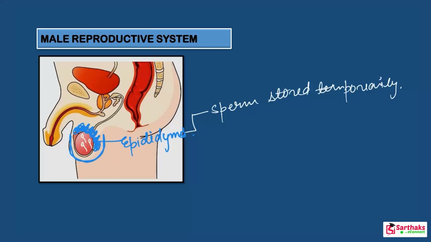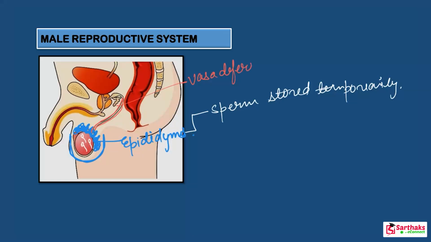Now from the epididymis the sperms are carried by a long tube. Let me show you where this long tube is present. Look at the diagram. This is a long tube. This is the next step. This long tube is known as the vas deferens.